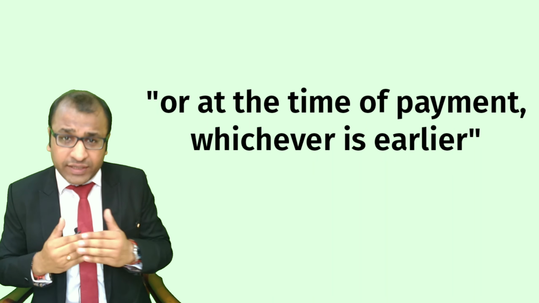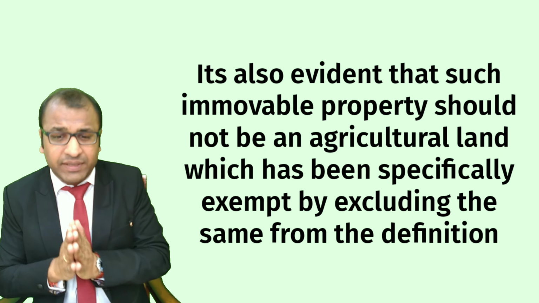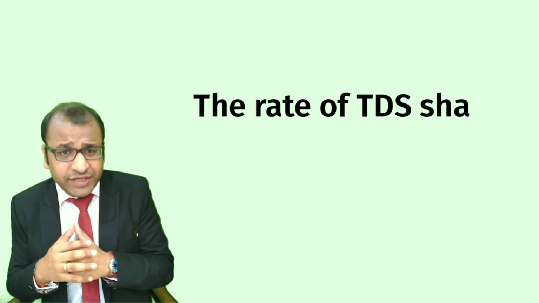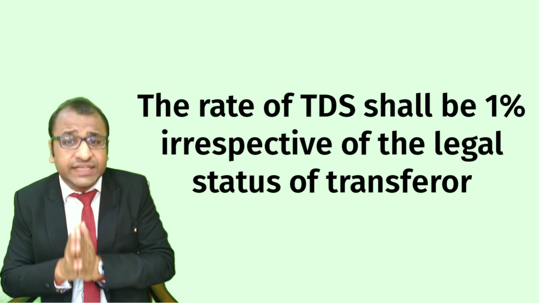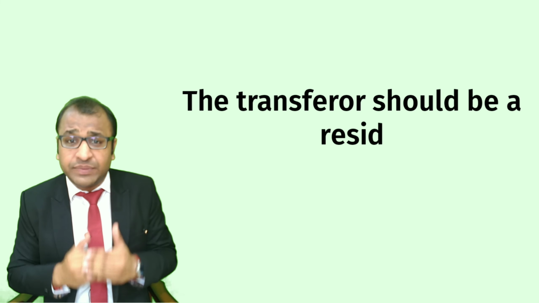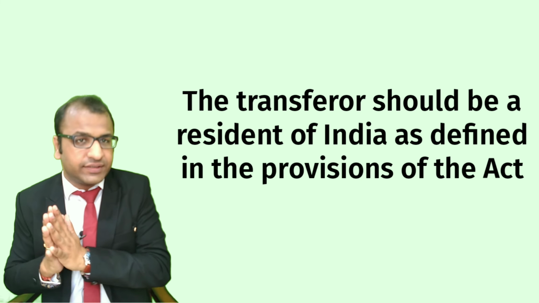It's also evident that such immovable property should not be an agricultural land, which has been specifically exempted by excluding the same from the definition. Then comes the rate of TDS, which shall be 1% irrespective of the legal status of the transferor, and at last the transferor should be a resident of India as defined in the provisions of the Act.